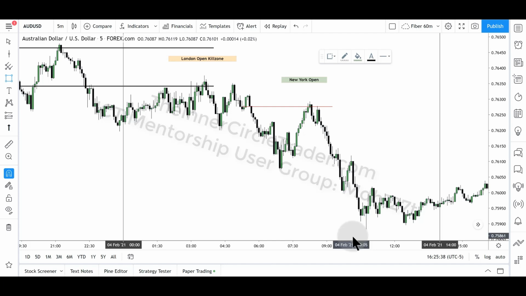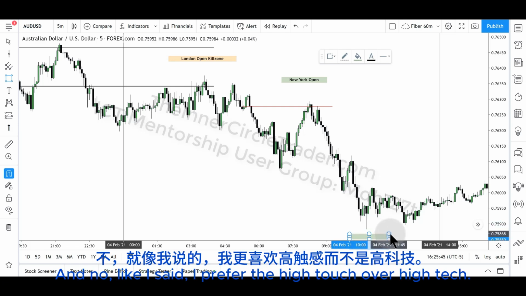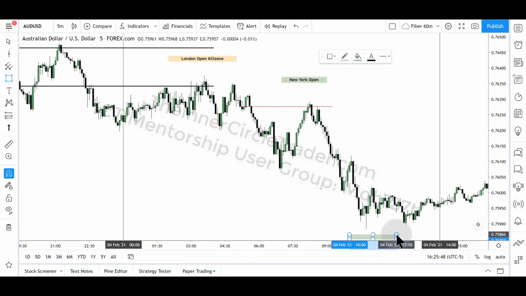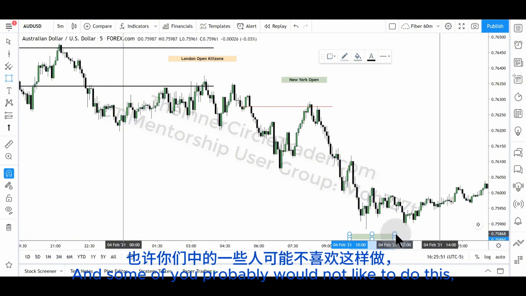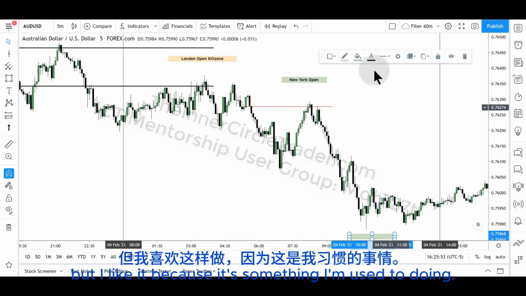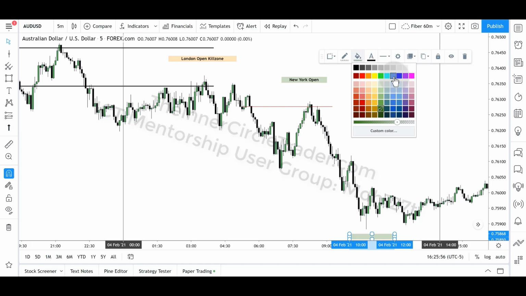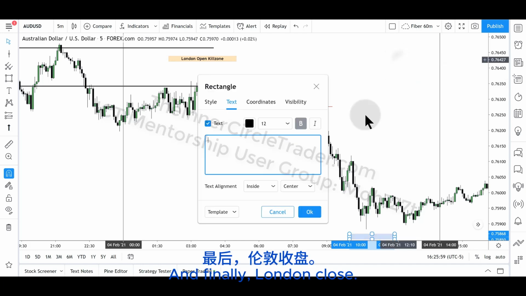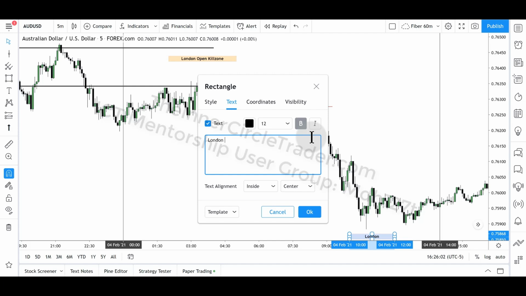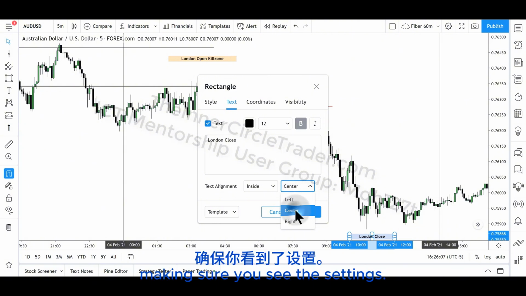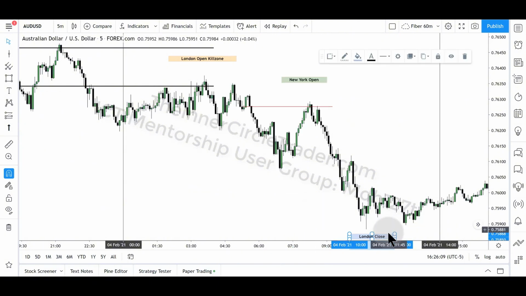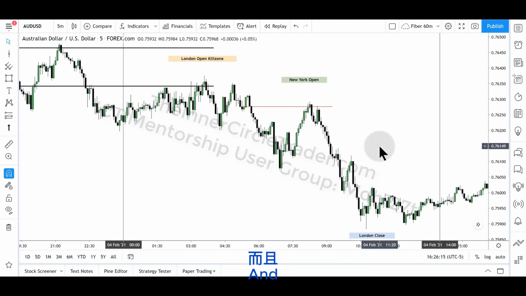I got a lot of requests whether or not these were actual indicators, and no, like I said, I prefer the high touch over high tech, and some of you probably would not like to do this, but I like it because it's something I'm used to doing. And finally, London close. Again, making sure you see the settings. Okay, so that's the kill zones.